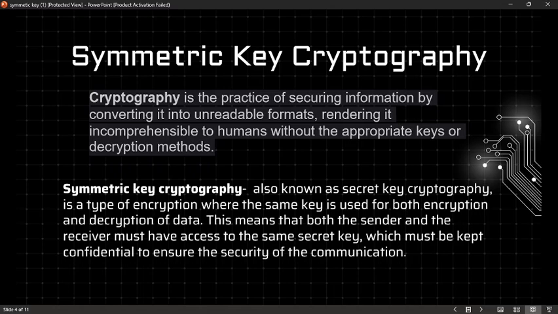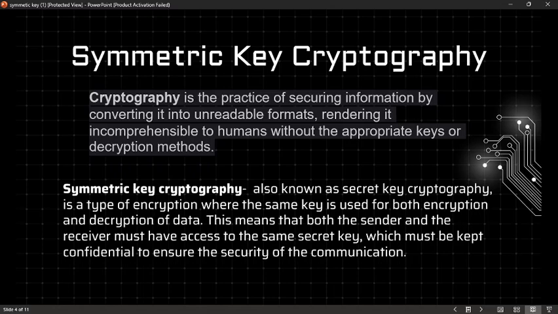Cryptography is the practice of securing information by converting it into an unreadable format, rendering it incomprehensible to humans without the appropriate key or decryption method. So basically, this definition is saying that cryptography is the practice of making sure that the data has been converted to an unreadable format to make it secure to send and receive.